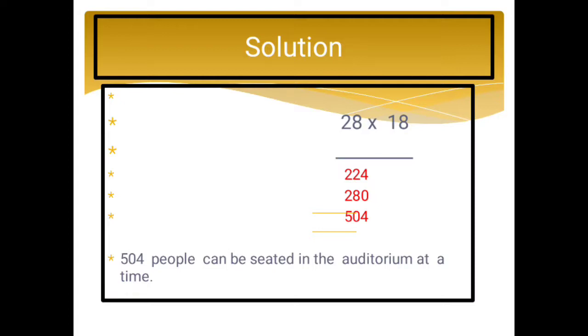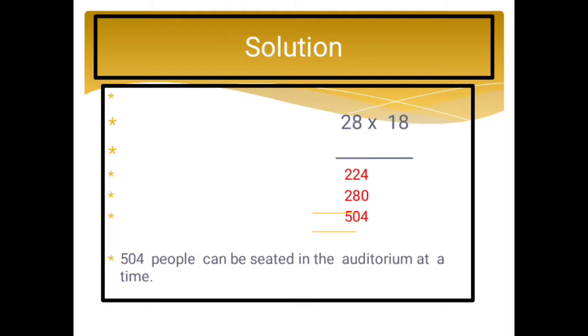See which property applies here? Yes, I told you. When a number is multiplied by 1, the answer is the number itself. The same thing is applying here. You multiply 28 into 1, it means 28 ones are 28. So now we add: 4, 8 plus 0 is 0, carry 1, 2 plus 4 plus 1 is 5. It means 504 people can be seated in the auditorium at a time. Total how many people can be seated in the auditorium at a time? 504 people.